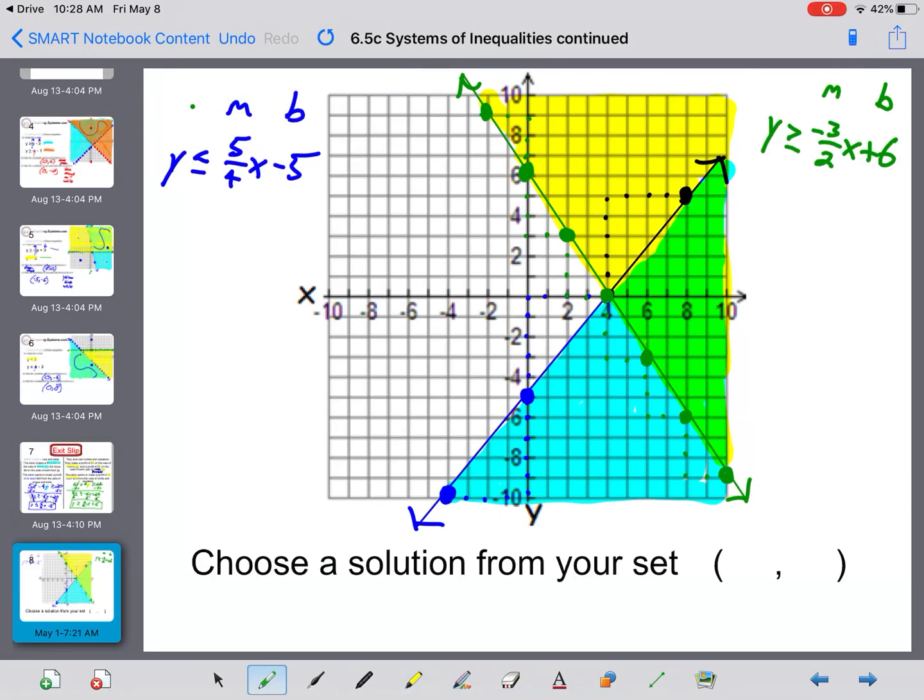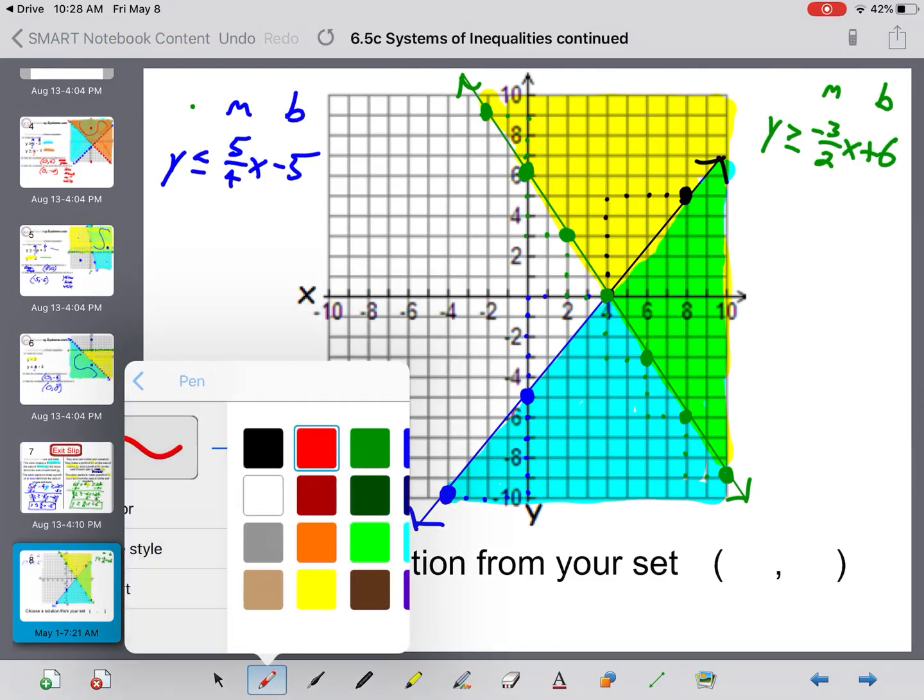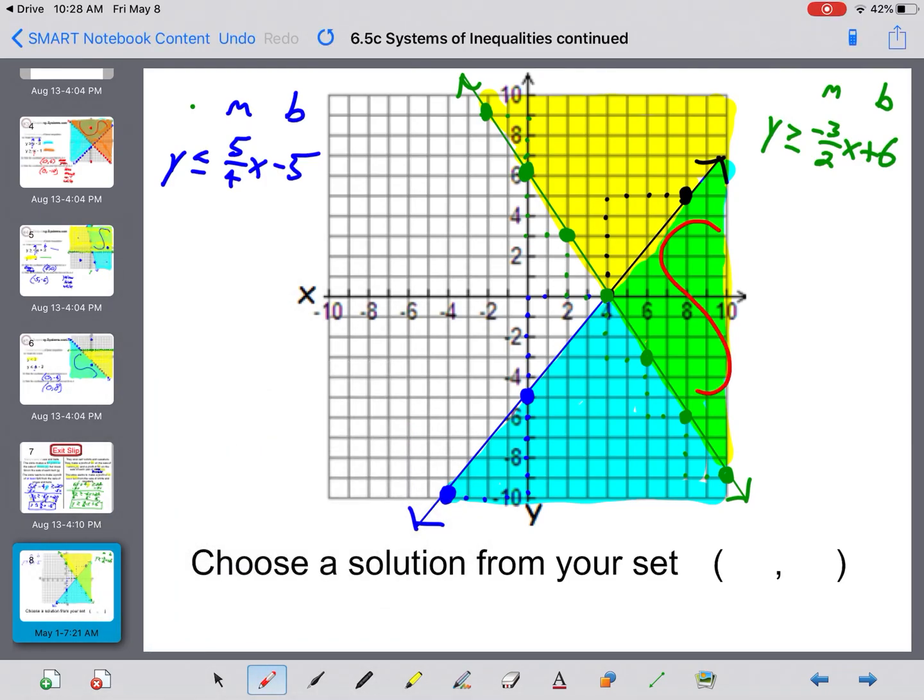And again, our solution set is where those shaded regions overlap and make that green color. There's your solutions in there. And since both of these lines are solid, the intersection point is also a solution. Choose a solution. Let's use that intersection point, 4, 0.